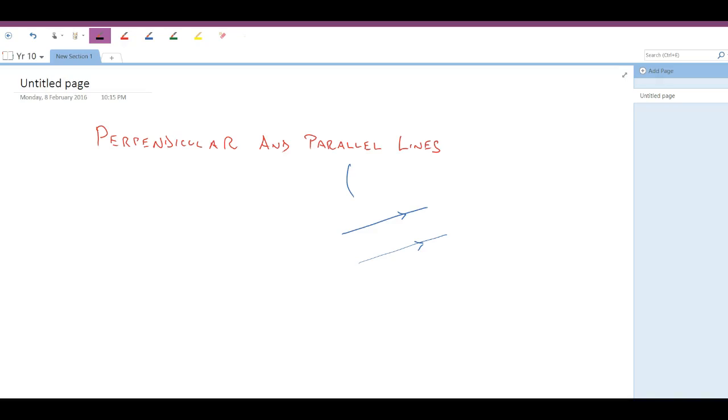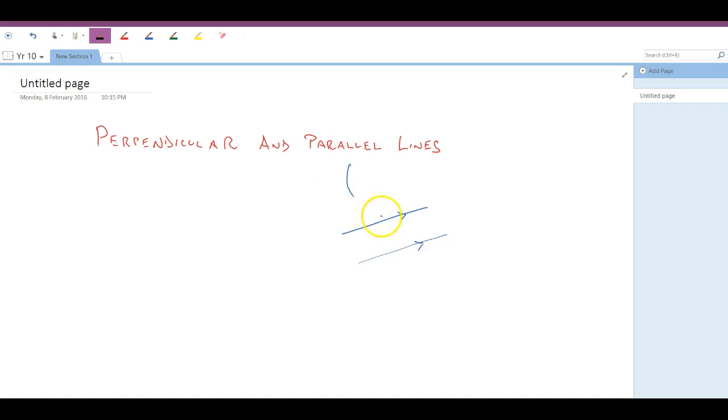Okay, and this is our last section in linear relations, chapter 1. We're looking at perpendicular and parallel lines. I'm sure there's already a good amount of knowledge of these concepts, but let's go through it and also relate to gradients. That's going to be the real take-home message from this YouTube.